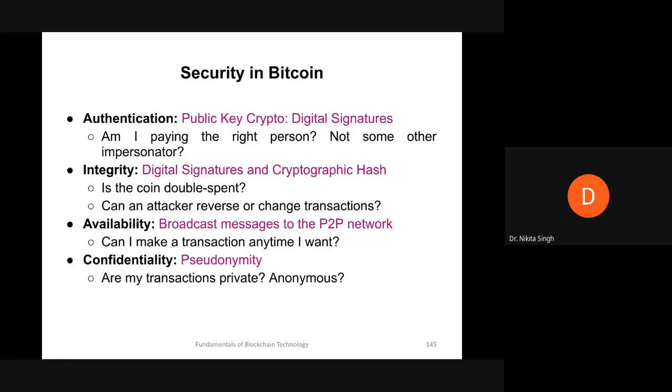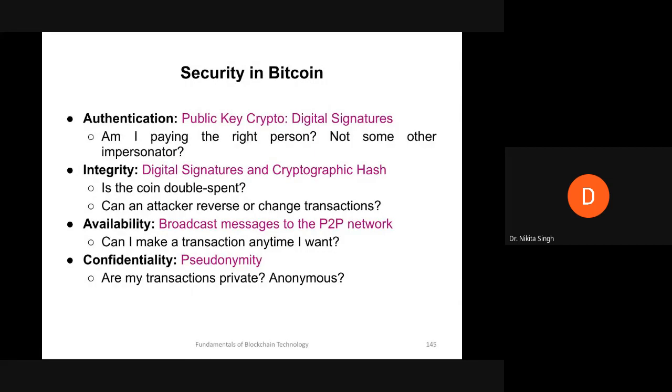So authentication is established with the help of public key cryptography. That is, you're using digital signatures. So authentication and integrity can be established with the help of digital signatures. And also, since you are including your unspent transaction output, and the unspent transaction output dictates that the Bitcoin database will allow you to add only those Bitcoins that haven't been spent till now.